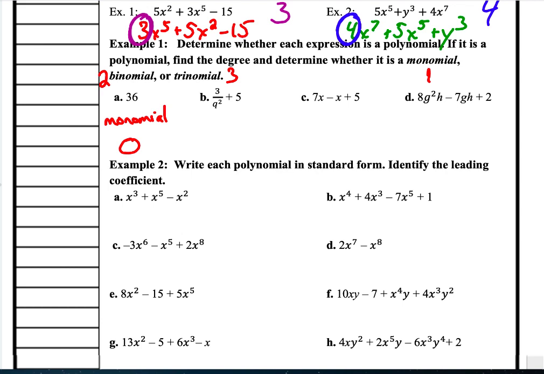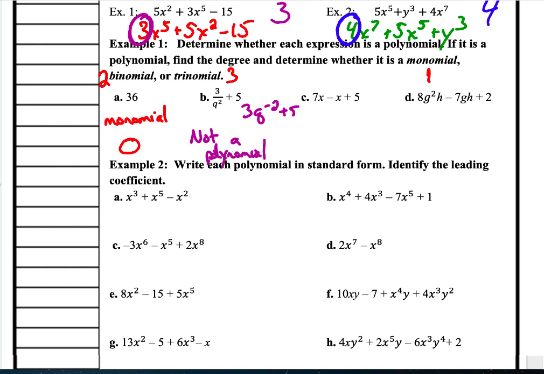For the next one, I have 3 over q squared plus 5. So some of you might be thinking, oh yeah, this is 3q to the negative 2 plus 5, if you remember our exponents unit from before break. But for polynomials, we can't have negative exponents. We can't have variables in the denominator. So this one is not a polynomial.